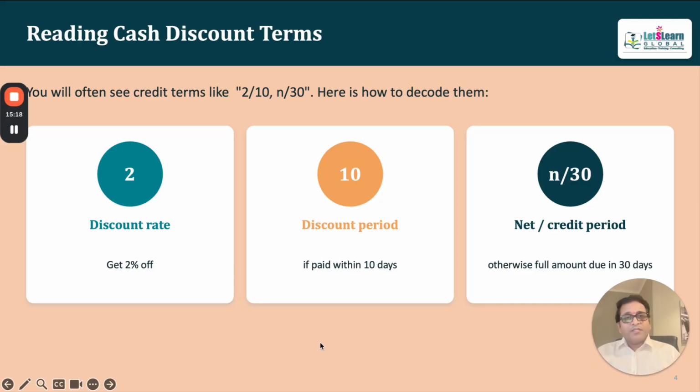Yeah, 2% discount if paid within 10 days. Else, the customer will forgo a discount of $2 for every $100 of invoice when he pays any day between the 11th and 30th day. That is the credit period. If it is like 3/15 net 45, it means 3% discount if the customer pays within 15 days. Else, from the 16th day to the 45th day he will forgo the discount. You'll have to pay the full amount.